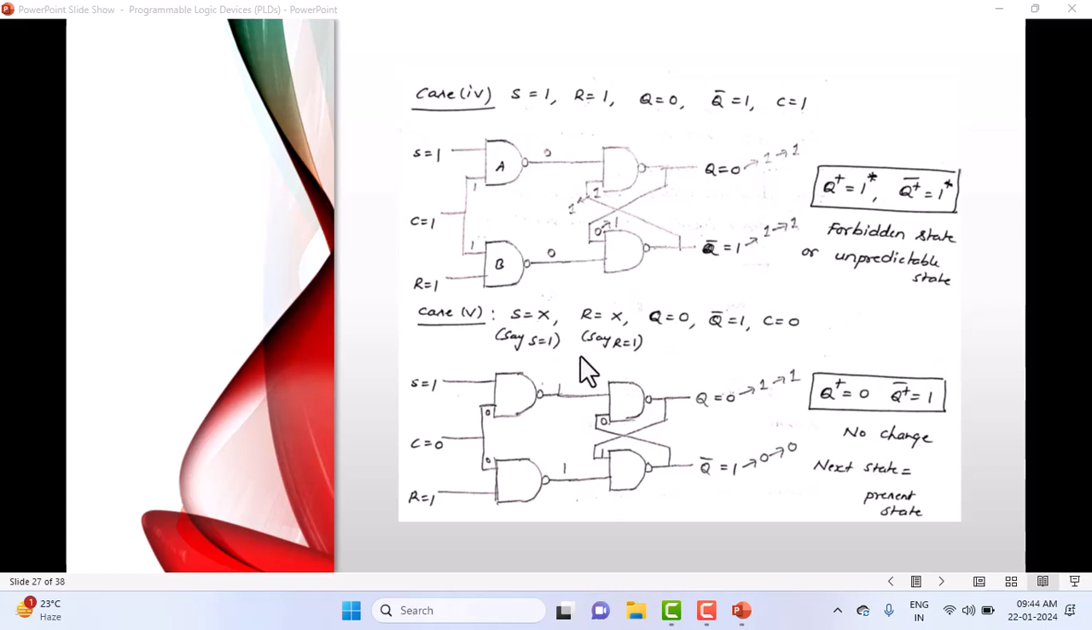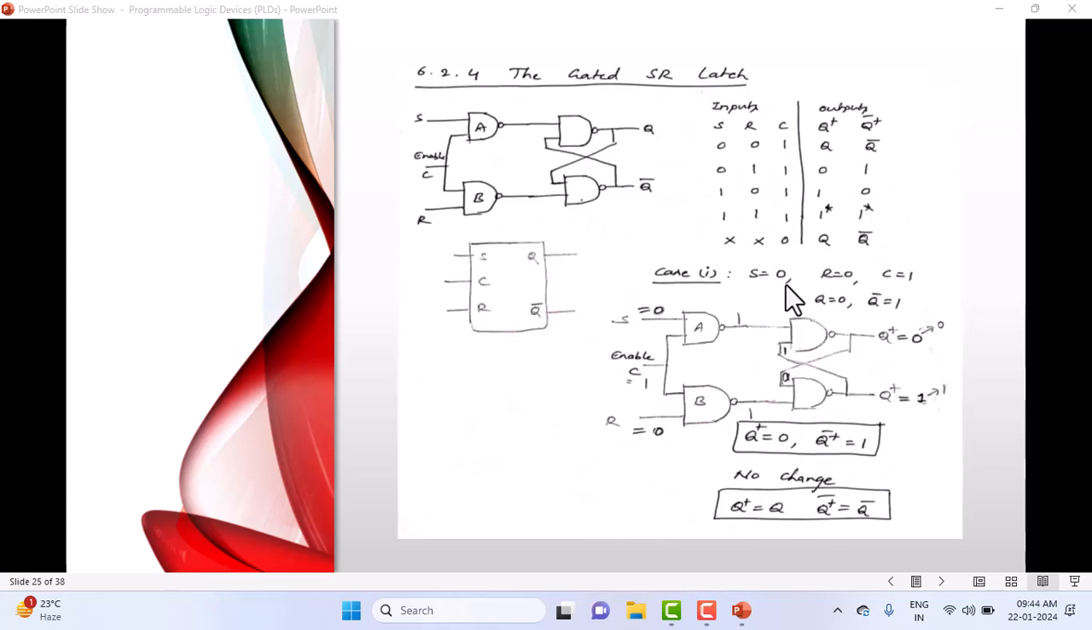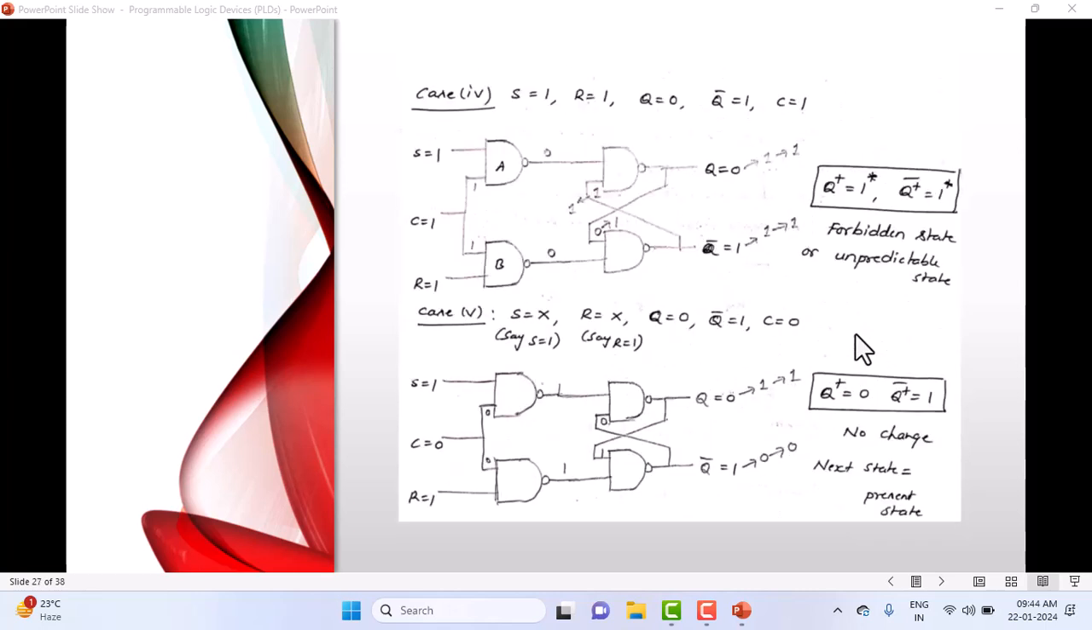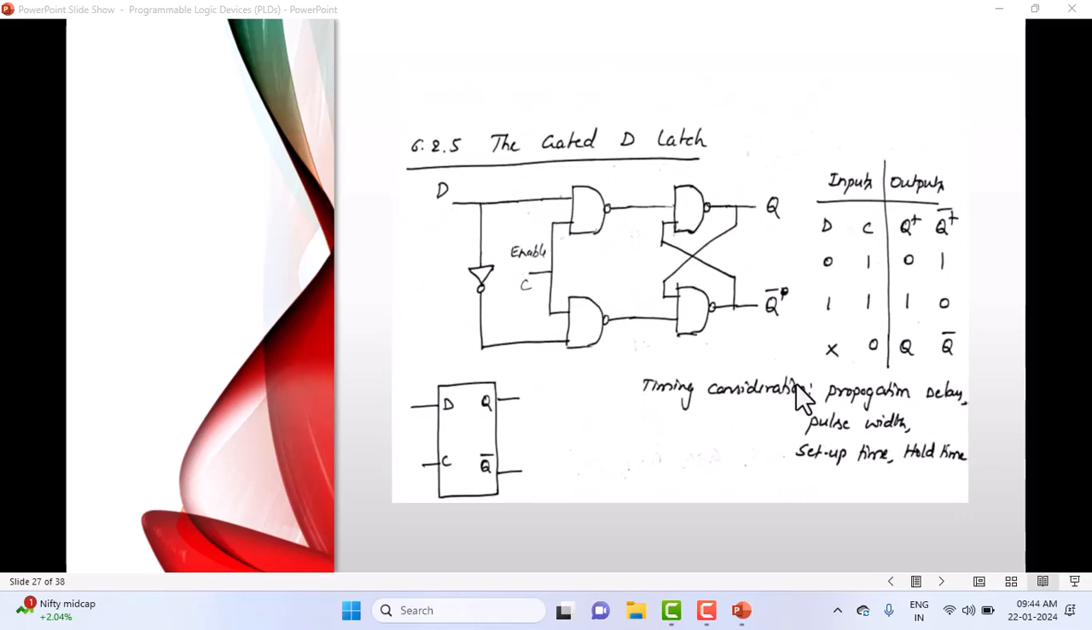We have observed two things here. Even for the first case, when you make S equal to 0, R equal to 0, and C equal to 1, the next state will be no change. Similarly, in the last case, even when you disable this enable signal, irrespective of S and R, the gated SR latch still goes to the no change state. Those two things are common here, which you have to observe.